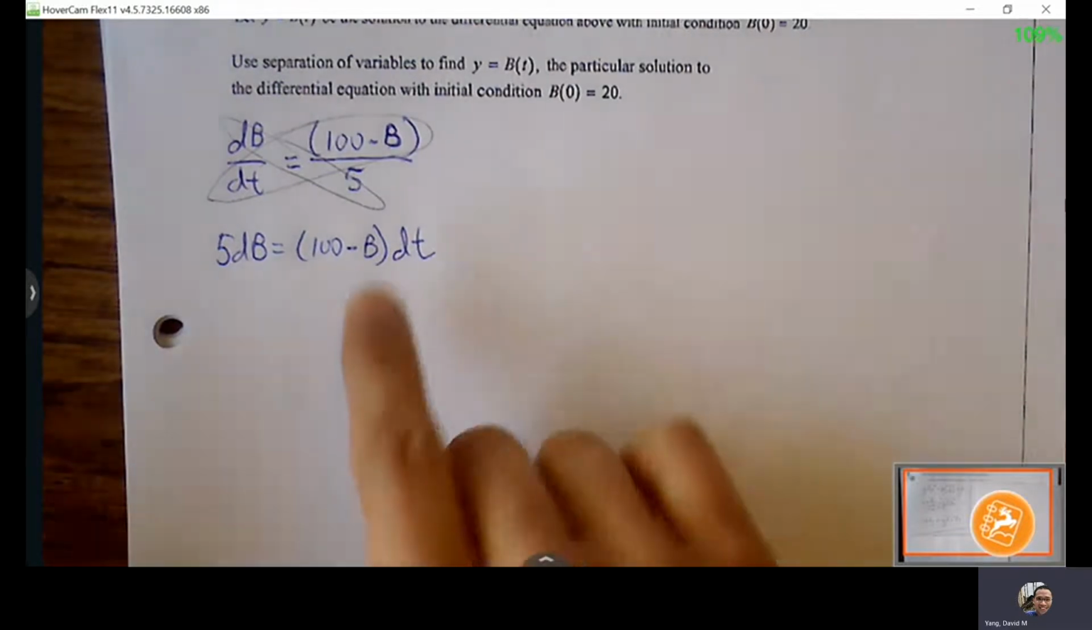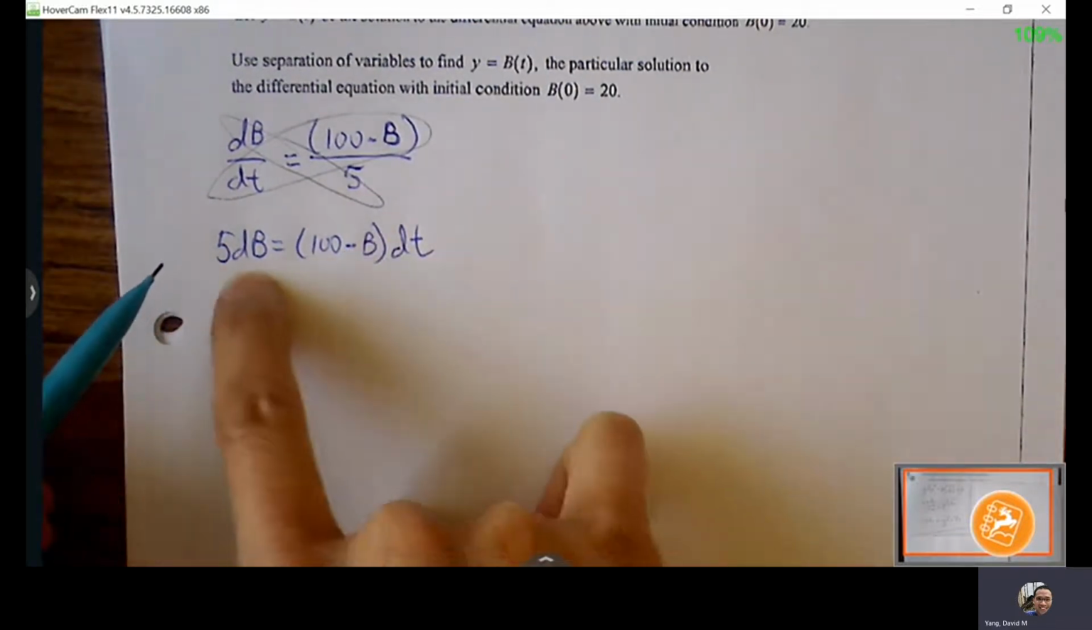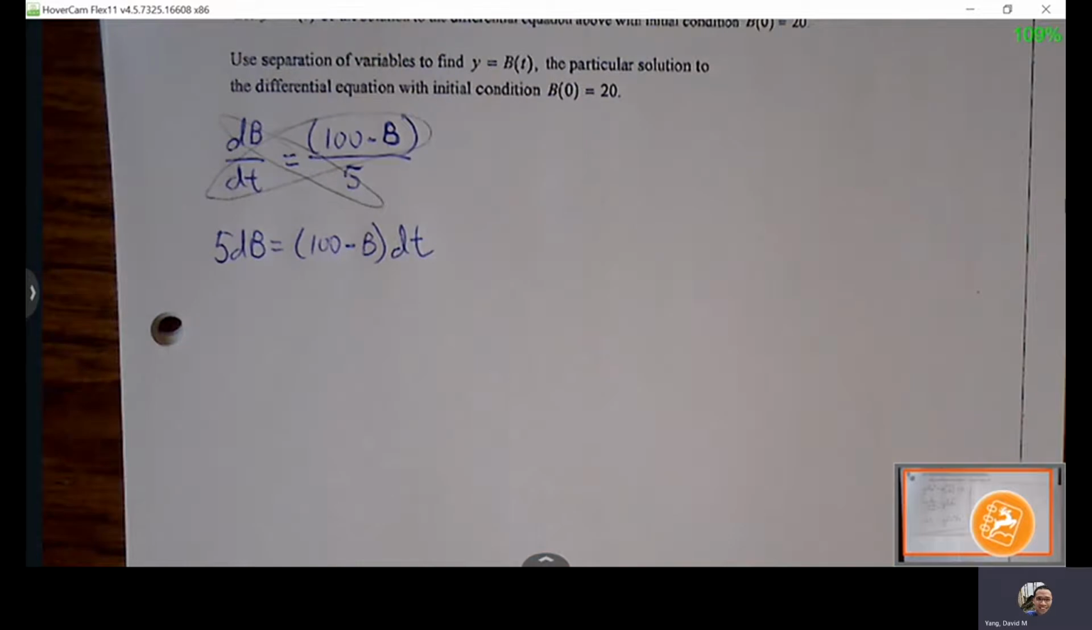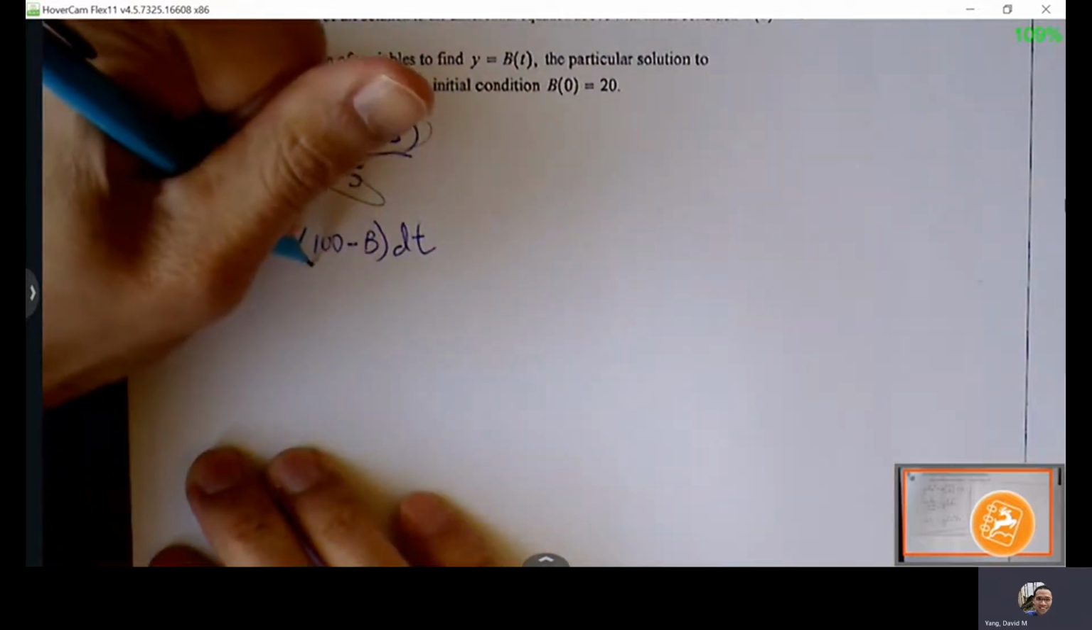So I'm going to do two things at once. I'm going to divide the 5 over. I'm going to divide the 100 minus b over. So there's going to be two sets of denominators that's going to show up here.